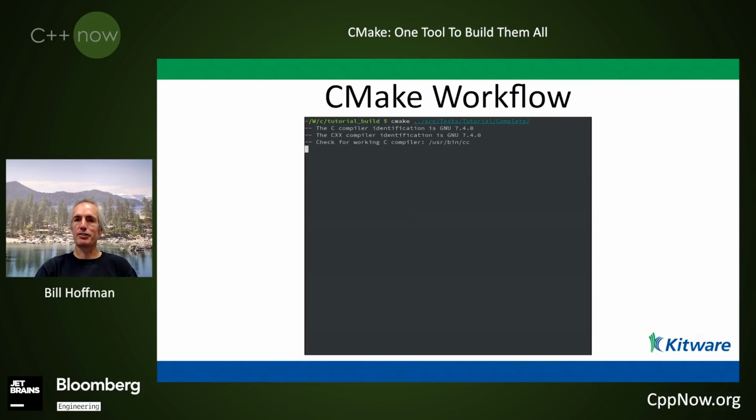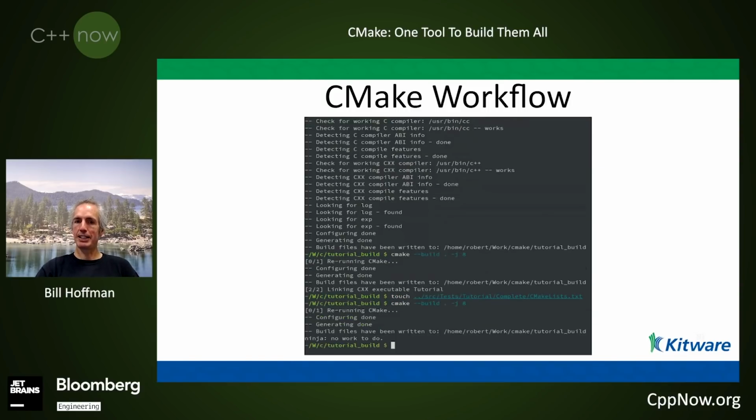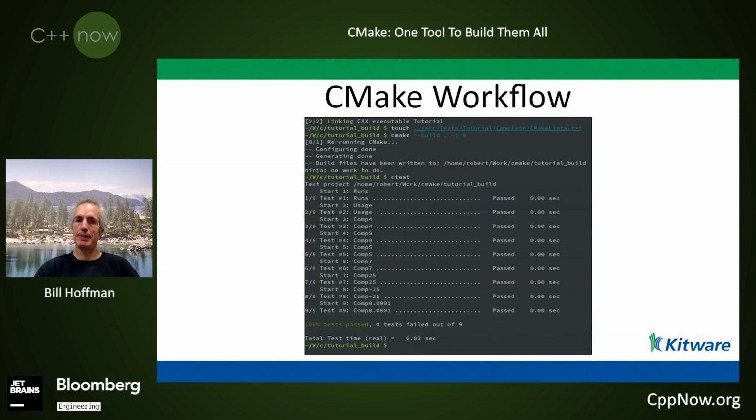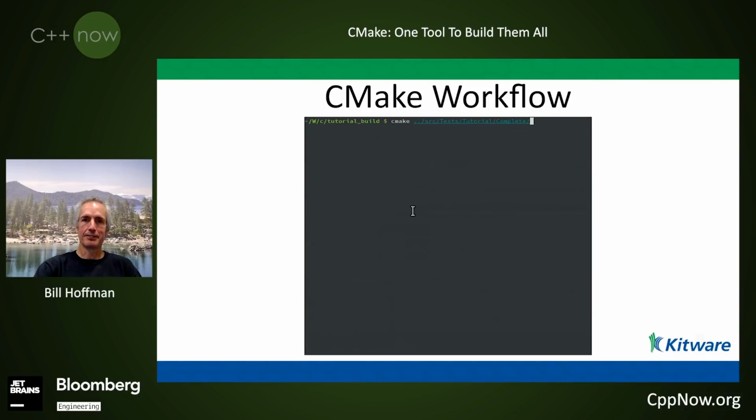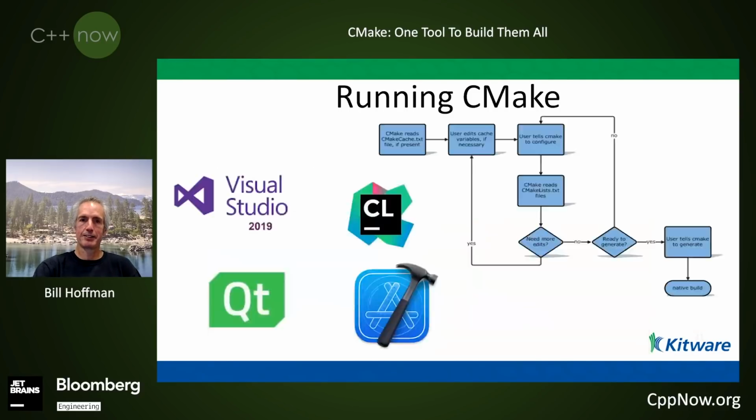The basic CMake workflow: you run CMake on a source directory. Then you can run cmake --build, telling it how many jobs you want. And if I touch a CMakeLists file, the next time I do a build, it's going to rerun CMake. I can run ctest. It'll run all the tests. And you get the idea. Running CMake, there's a CMake GUI built with Qt. There is ccmake built with curses, giving us a terminal command line interface. And then there's cmake for a non-interactive command line. So there's sort of 3 basic ways to run CMake.